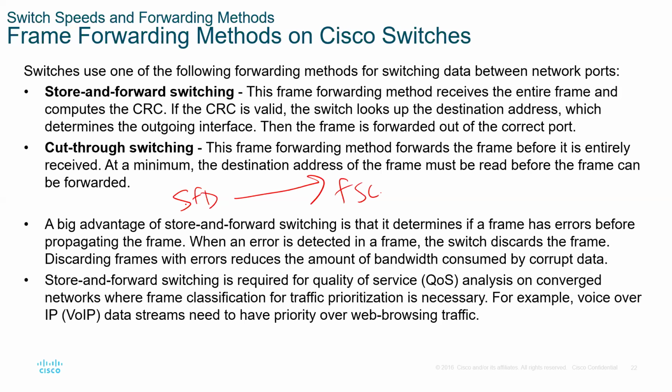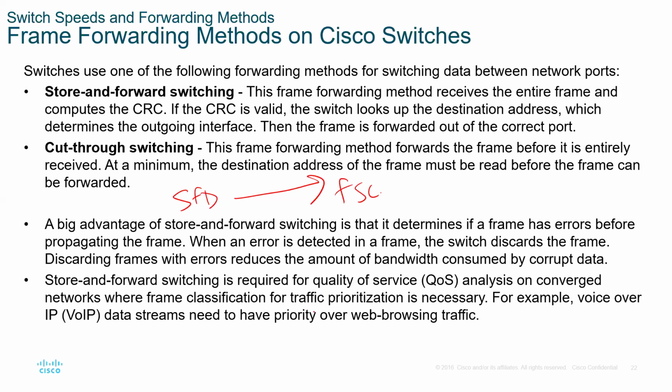It needs to be received by the switch, processed, checked for errors, then forwarded. So the whole frame must arrive so that it gets forwarded. That is store and forward switching. It's very reliable, less errors because all the errors are being checked.